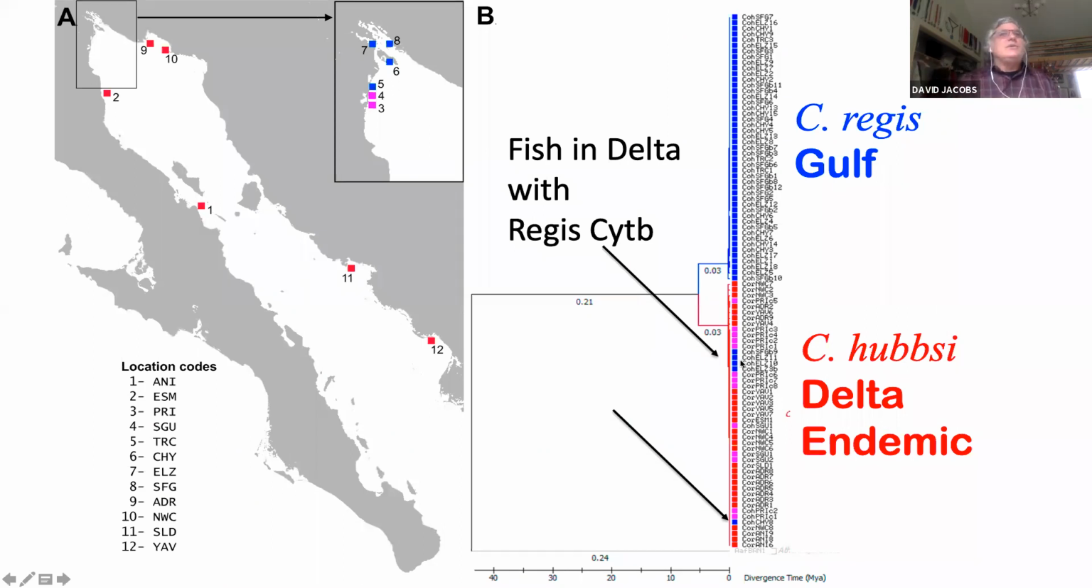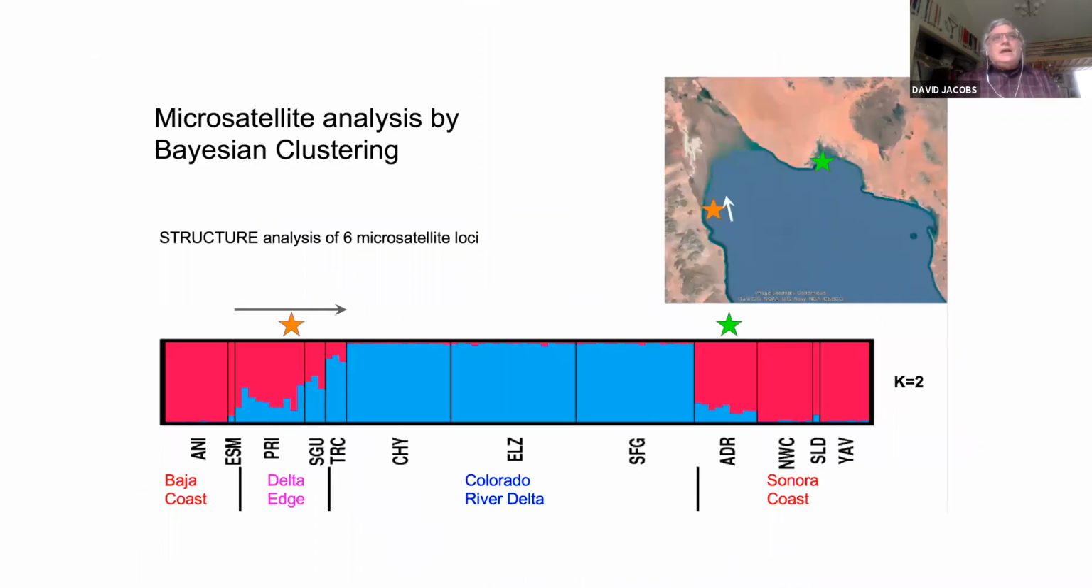So we looked at a bunch of morphology, and then we looked at mitochondrial sequence. And what we found is there were some mitochondrial sequences from the widespread Gulf form in the Delta, both on the Delta edge and a couple of sequences from up in the Delta. And we then found some microsatellite loci that could work on these in the literature. And we found again that there was some evidence of hybridization on this Delta edge.